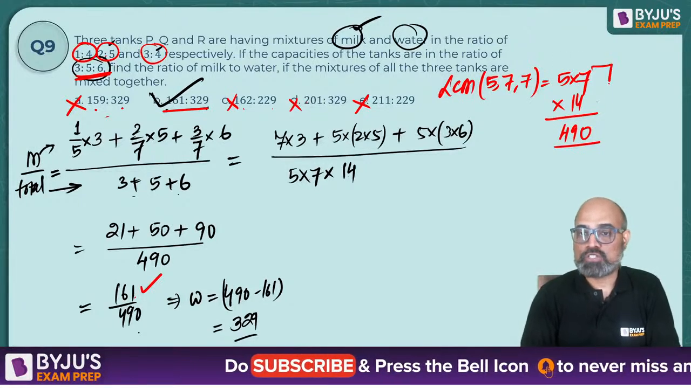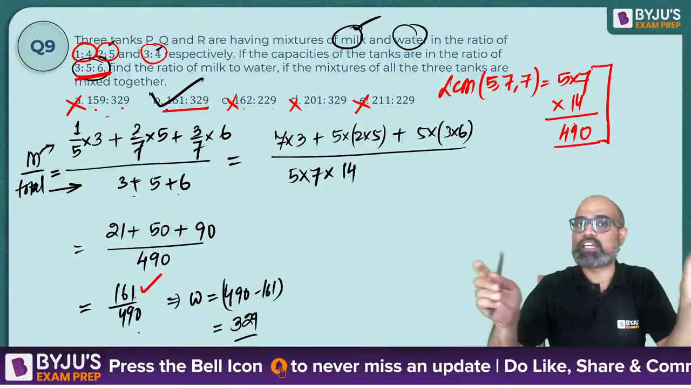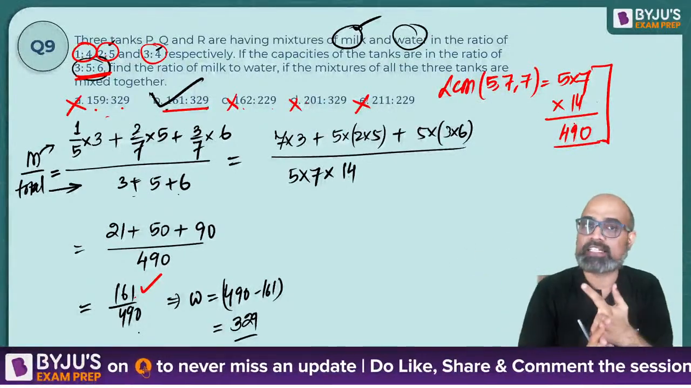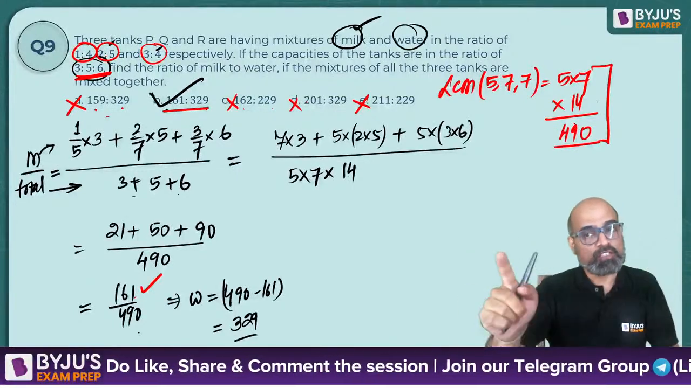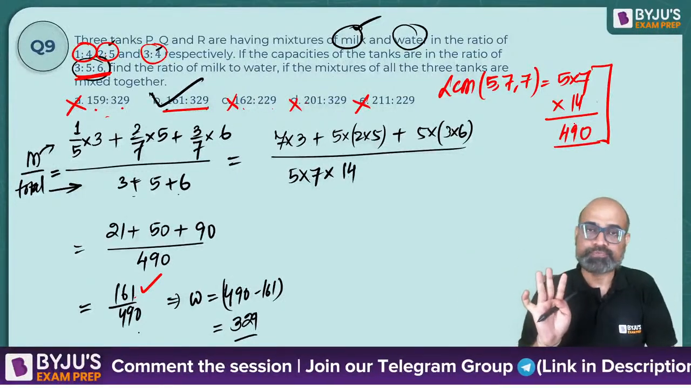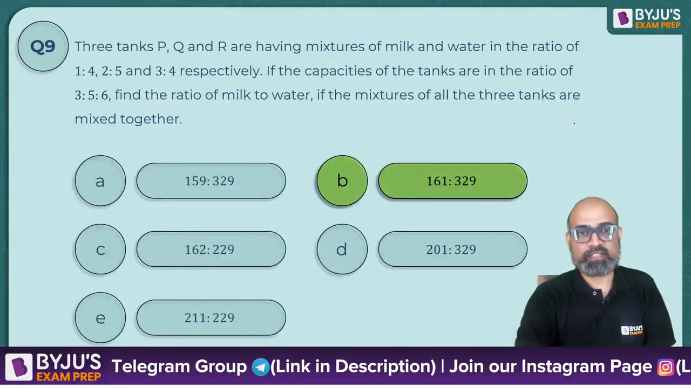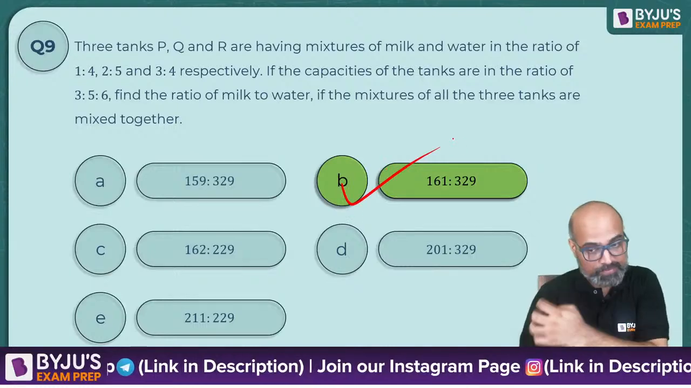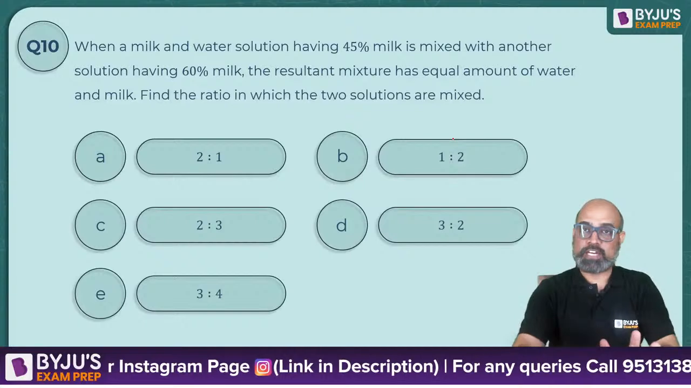So you can use this approach whenever you get such a question. When ratio of two things are given, ये 3 quantities के लिए नहीं है. इस तरह के 100 containers भी हो जाएं, this is what you are going to use. Okay? So this was your 9th. B is your answer. Okay. 10th. Quick. This is very simple.